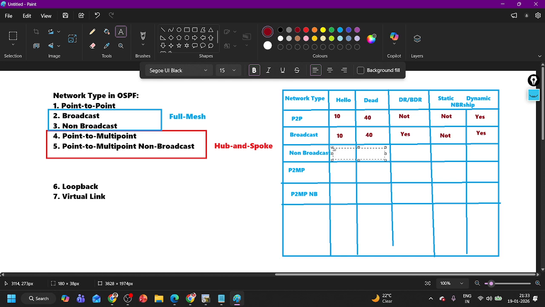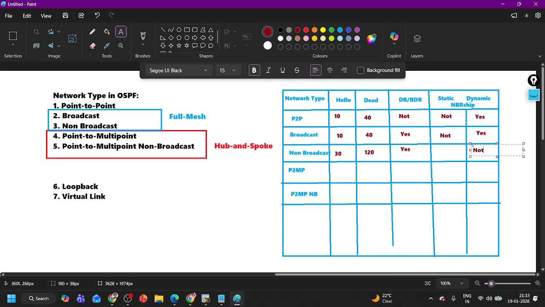On non-broadcast network type, means in non-broadcast network type, you cannot send broadcast message, even you cannot send multicast message. In non-broadcast network type, we cannot send multicast message. So their hello time is going to be 30 seconds, and hold on time is going to be 4 times of hello time, 120 seconds.